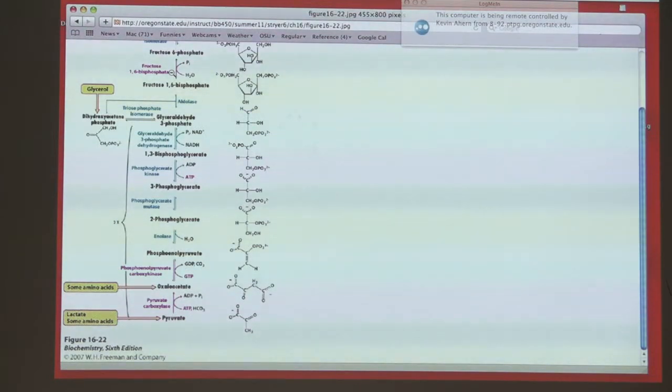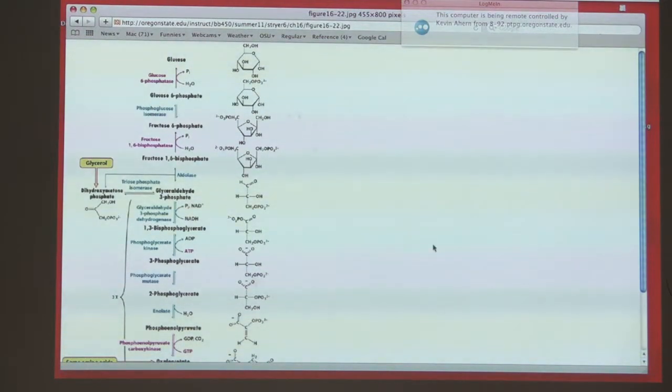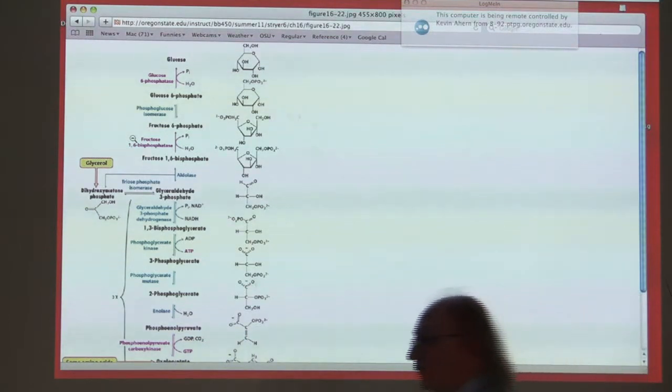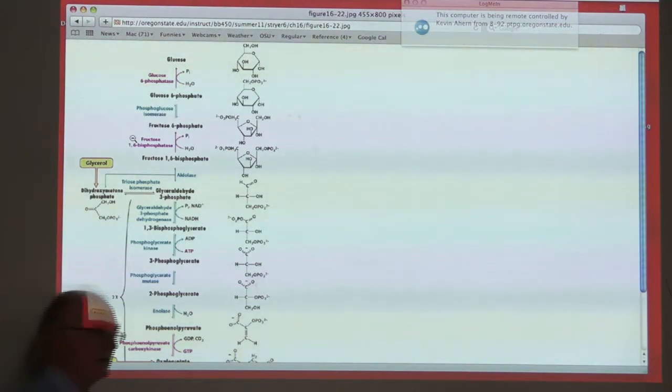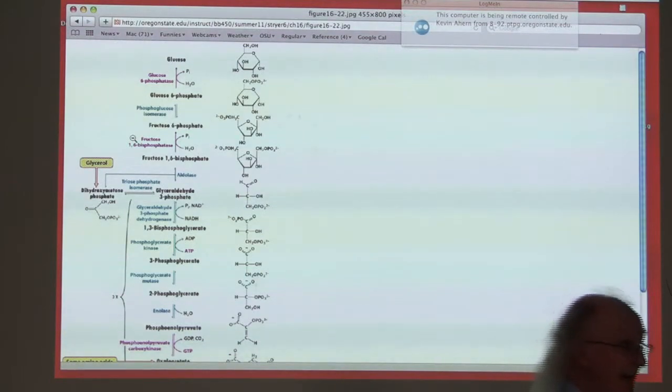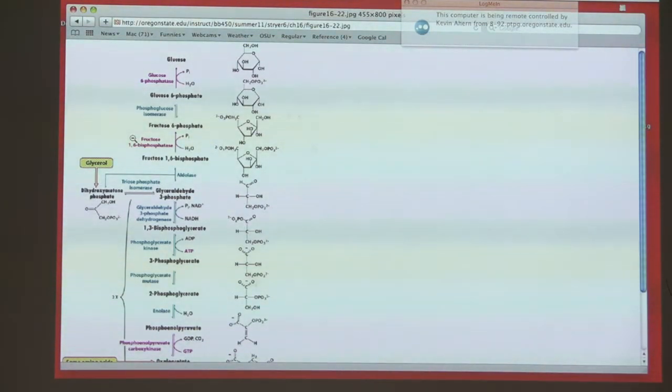PFK catalyzed a fairly energetic reaction in the forward direction, and so the cells have to find a way around that, and they use a cool trick. The cool trick is they use a different enzyme called fructose 1,6-bisphosphatase. Notice that we see fructose 1,6-bisphosphate appearing in the name, but it's phosphatase. Whenever we see ASE on the end, we know we're talking about an enzyme, not a molecule. So fructose 1,6-bisphosphatase, or F16BPase, doesn't catalyze the reversal of PFK. If it catalyzed the reversal of PFK, it would be resynthesizing the ATP that PFK uses. It's not doing that.